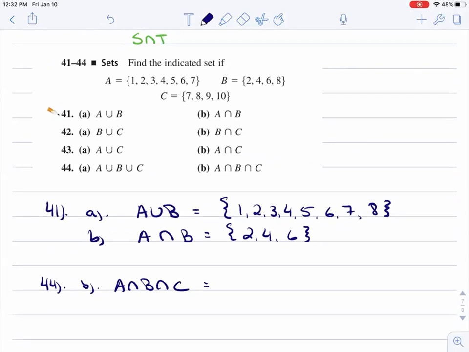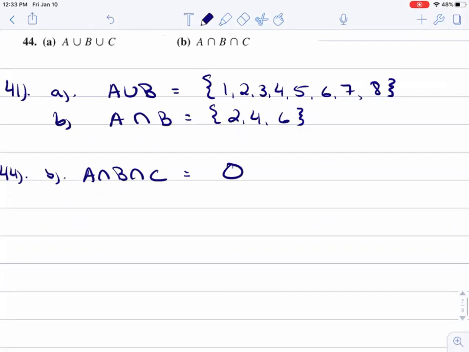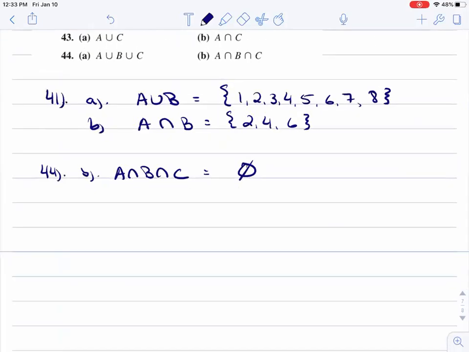So A and B and C. Well, we know A and B is 2, 4, 6. And so what we can do is we can say, well, we have to look for 2, 4, or 6 in C because there are none, right? There's no overlap across all 3. And so we would indicate this by just saying the empty set.